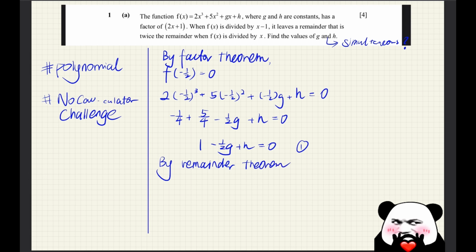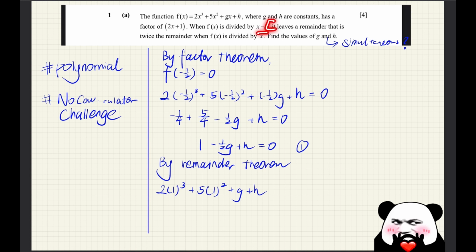the remainder for the first case will actually be 2 times 1 to the power of 3 plus 5 times 1 to the power of 2 plus g plus h. So this will be the remainder when it's divided by x minus 1. Continue, it leaves a remainder that is twice the remainder when f(x) is divided by x. And so we are to find the values of g and h.